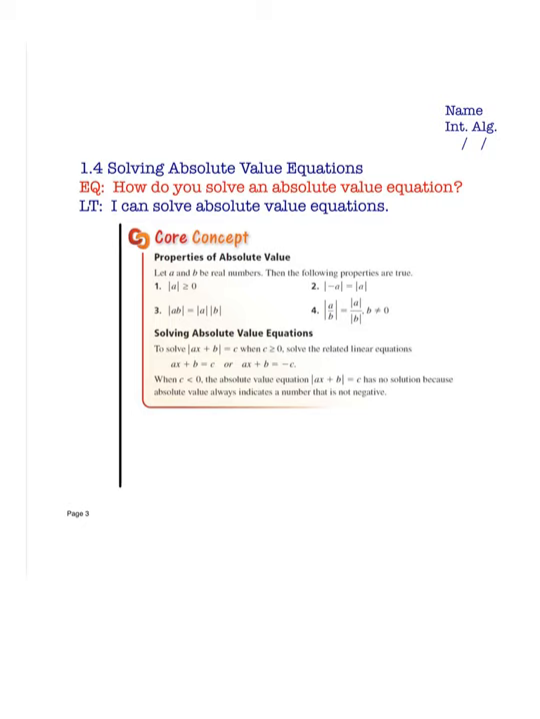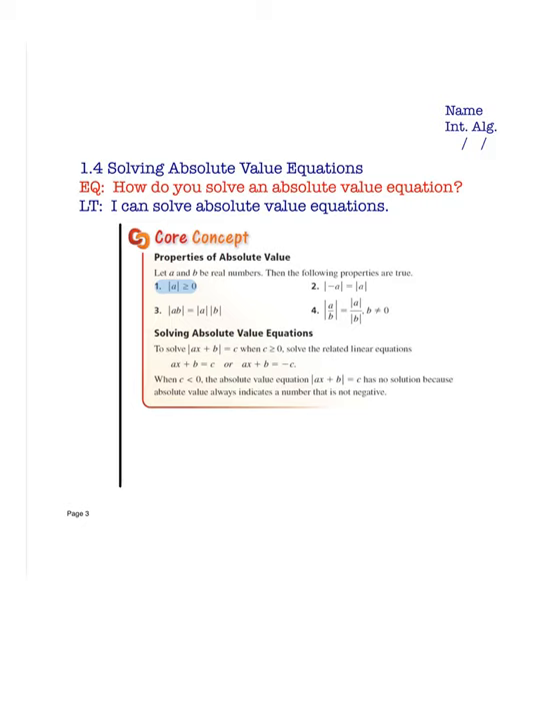All right, so something you hopefully learned in previous grades is that absolute value is the distance from zero. Because it's the distance from zero, the absolute value of a number is always going to be positive. If we're looking at our core concepts, the first one says the absolute value of a, being a real number, is greater than or equal to 0. That means it's either going to be 0 or it's going to be positive.